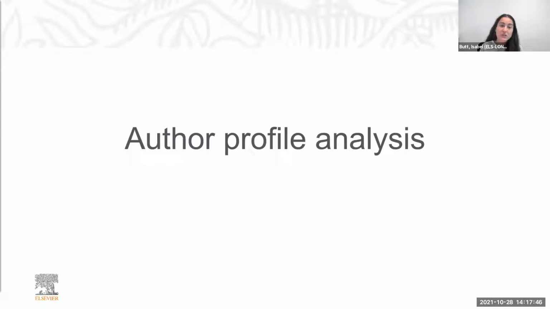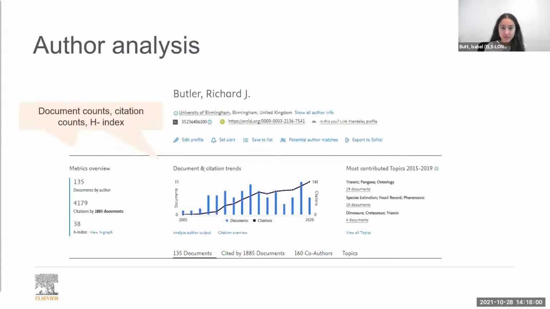So now I want to talk to you about our author profile metrics and analysis tools. These are important to understand to showcase your impact or assess other researchers or maybe choose a suitable peer reviewer. So the author profile page has a number of features to help you analyze an author's performance. As highlighted here, you can see total documents and citations over time, as well as H-index.